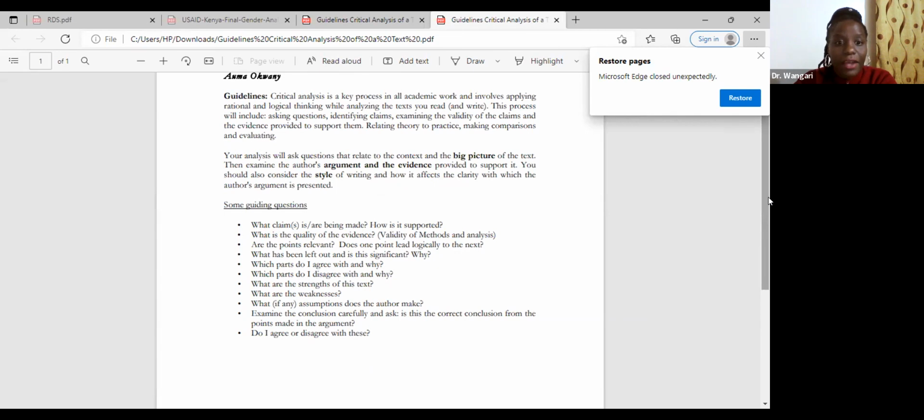Which parts do I agree with and why? Which parts do I disagree with and why? What are the strengths of this text? What are the weaknesses? What, if any, are the assumptions that the author makes? Examine the conclusion carefully and ask yourself, is this the correct conclusion from the points made in the argument? And finally, do I agree or disagree with this?